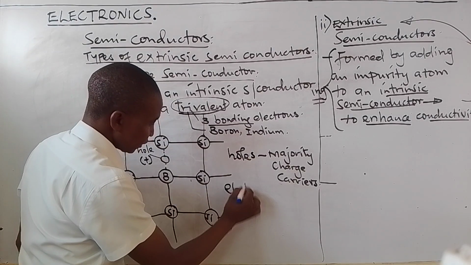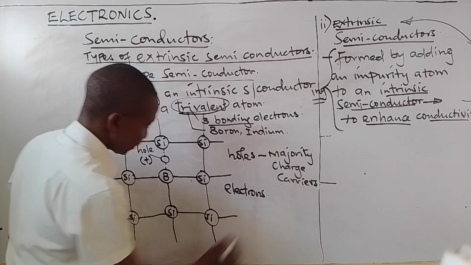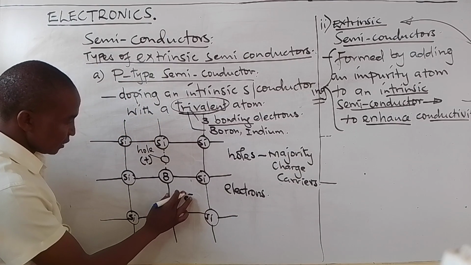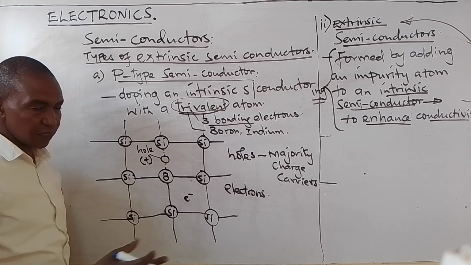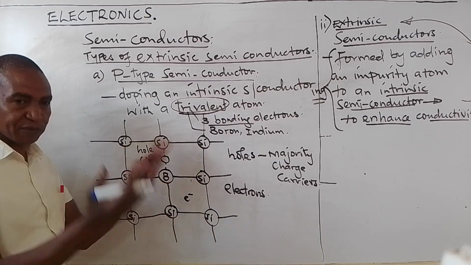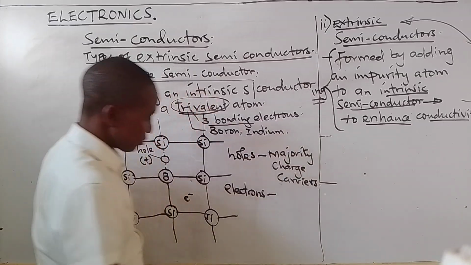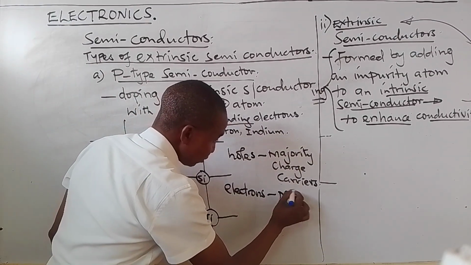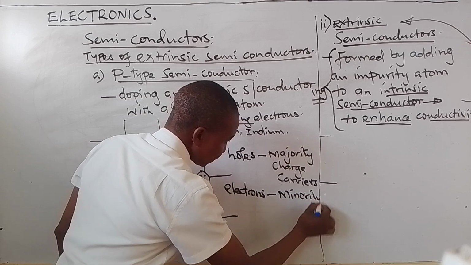We still have a few electrons which may be thermally generated. Thermally generated means due to the heat, maybe from the surroundings. So thermally generated electrons, which are few, are called minority charge carriers.